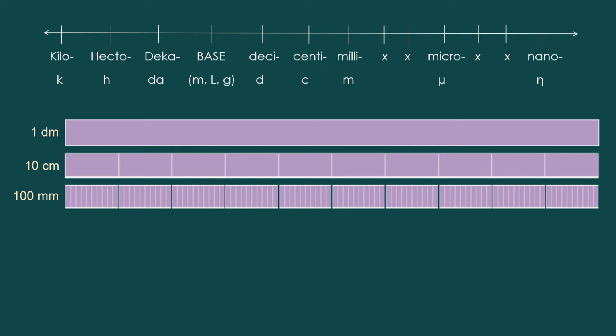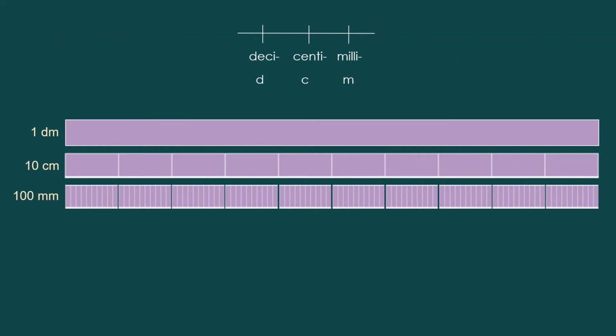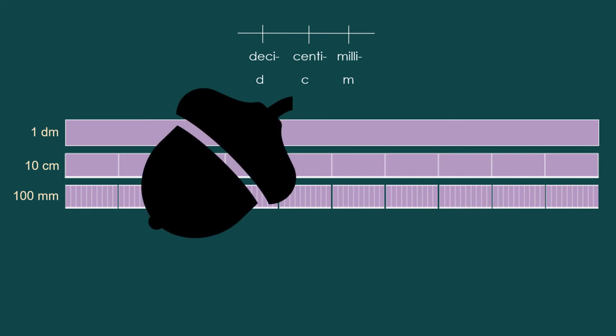Now let's look at different parts of this number line, the middle part, where we have deci, centi, and milli, and here you'll notice I'm using meters as my example: decimeter, centimeter, and millimeter. And the same proportions apply. Now, consider this example. Imagine there's this giant acorn. With which of these units might you want to describe the size of this acorn?